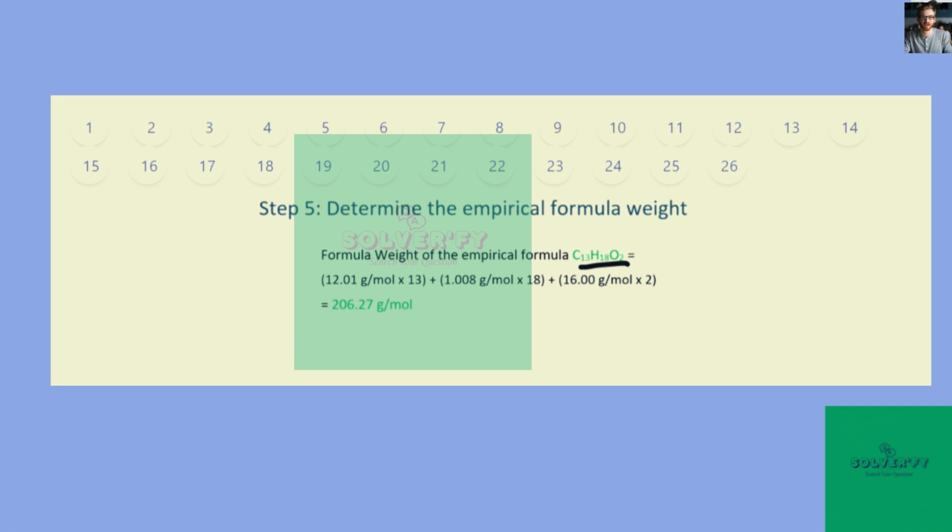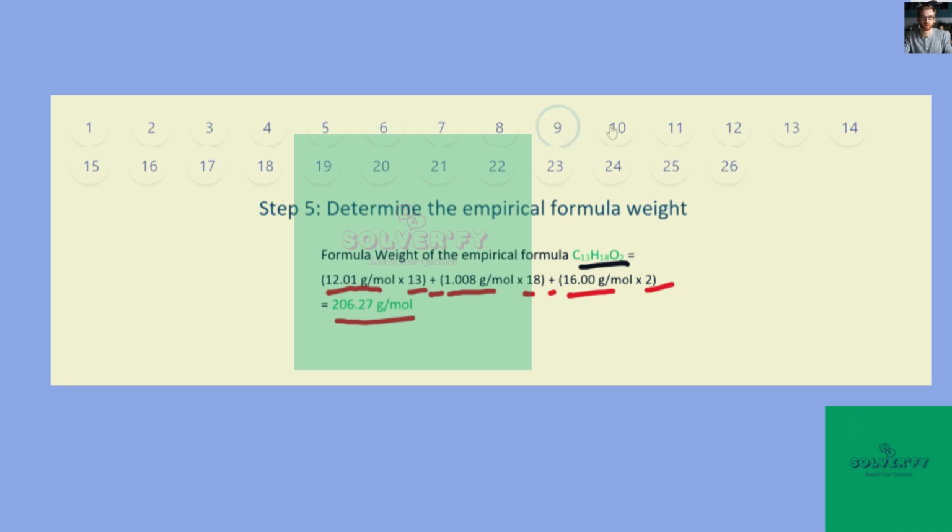First we have carbon, and carbon's molar mass is 12.01 grams per mole, and we have 13 carbons. That means we just multiply 13 by this molar mass of carbon. Then we have hydrogen, whose molar mass is 1.008, and we have 18 hydrogens, so we multiply it by 18. Then we have 2 oxygens, and oxygen's molar mass is 16. So we multiply 2 by 16, and then we add all these 3 up to get the empirical formula weight of this substance, which is 206.27 grams per mole.